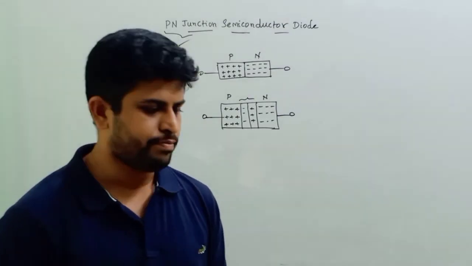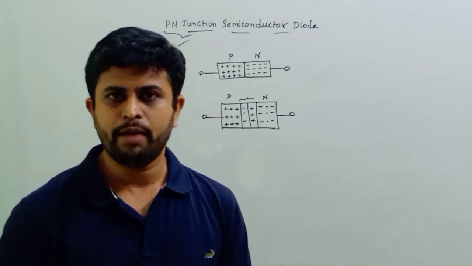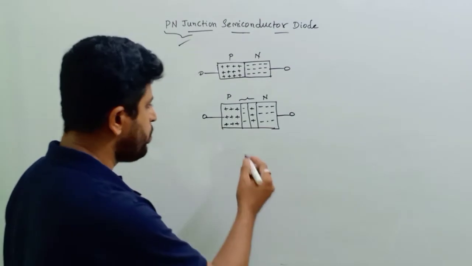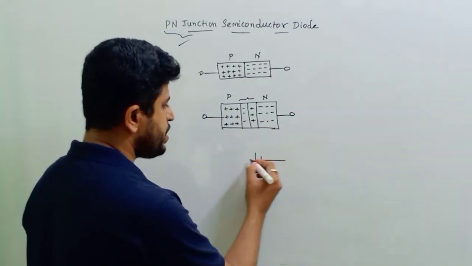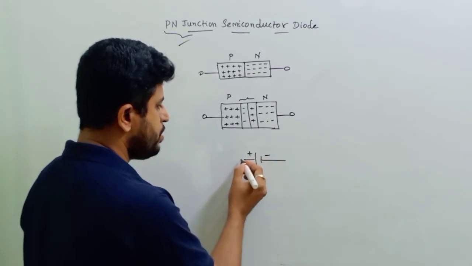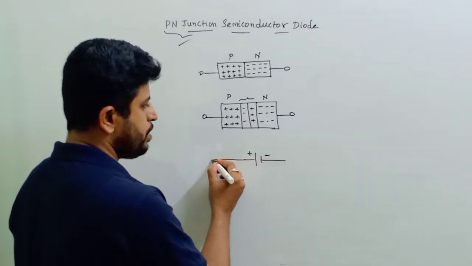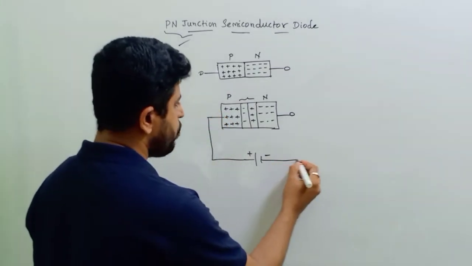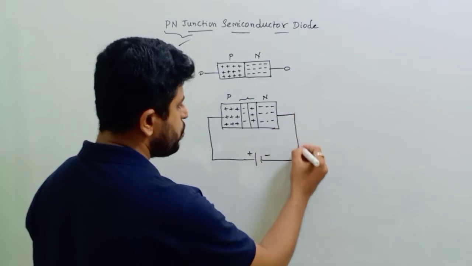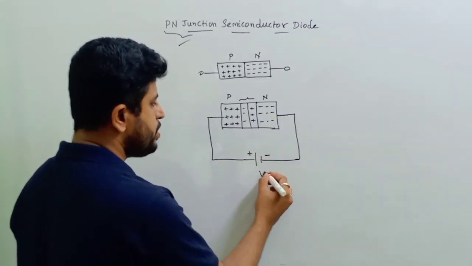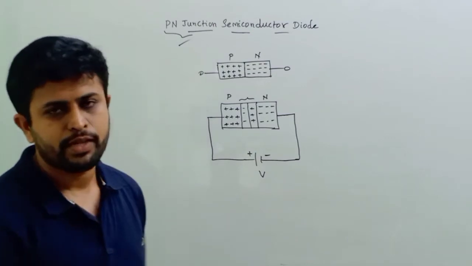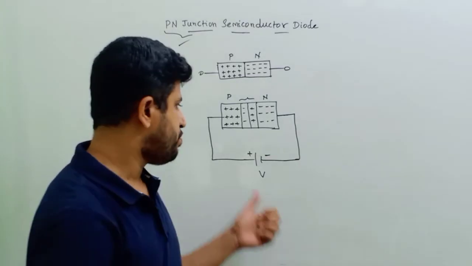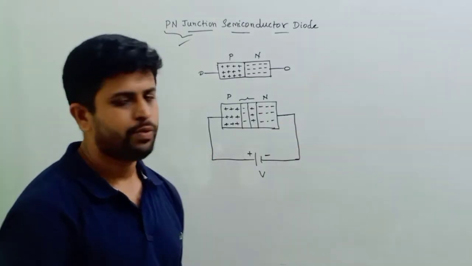Let's see what happens to the diode when it is forward biased and how it works. Here, to forward bias this diode, I will just take a battery with terminals plus and minus. The positive terminal of this voltage source is connected to the P region, and the negative terminal of this battery is connected to the N region. Let us say this is a voltage source which is connected to the diode. Now the diode is said to be forward biased because plus is connected to P, minus is connected to N.